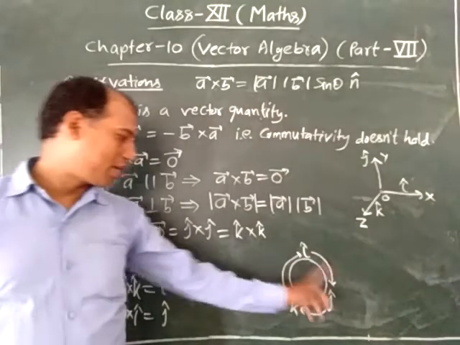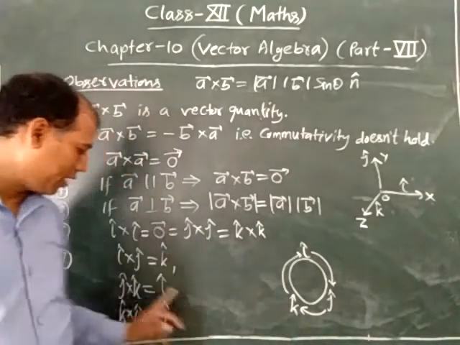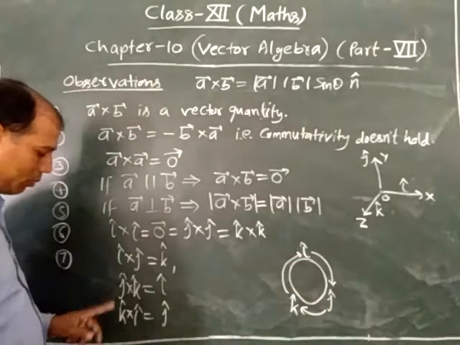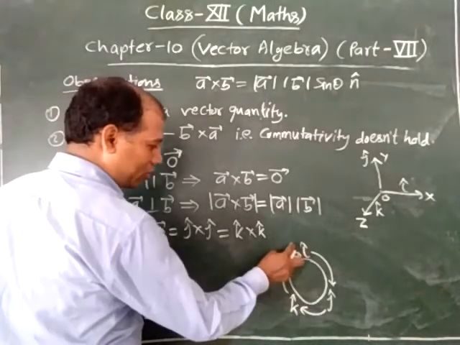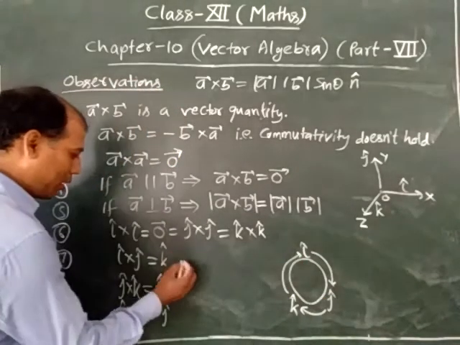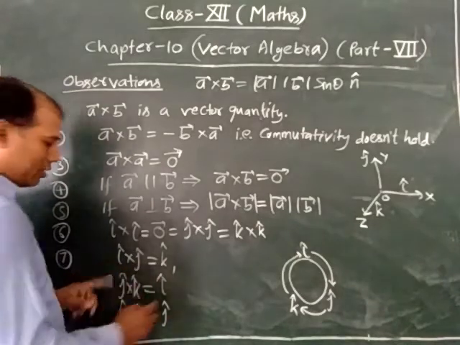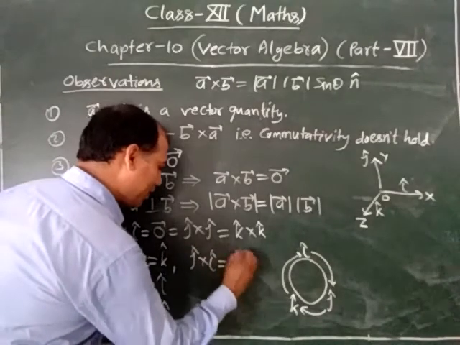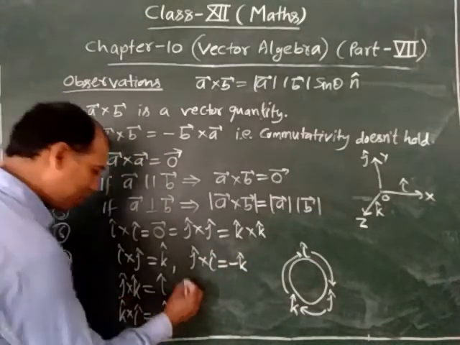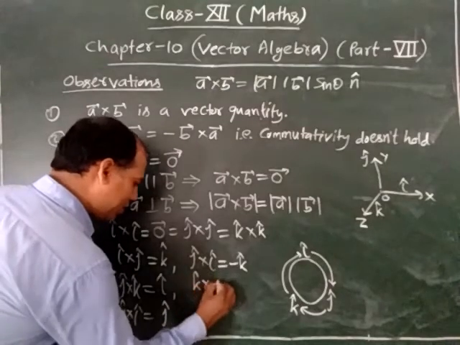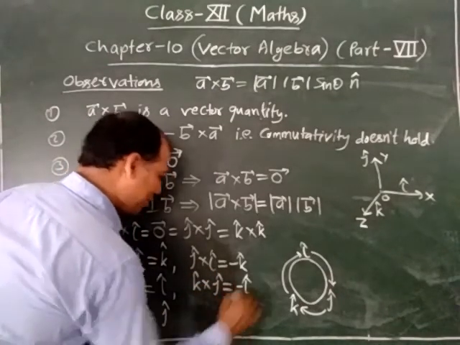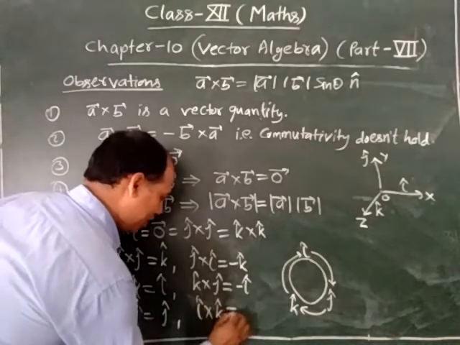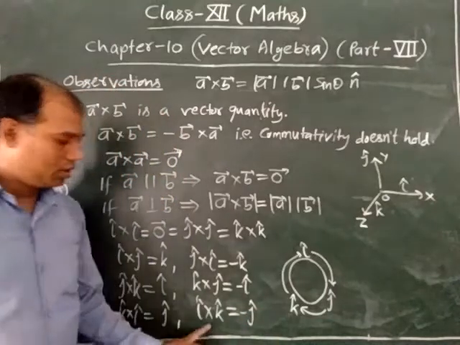If we have to find I cross j, then this is equal to k, and if we find j cross k, this is equal to I, and if we have to find out k cross I, this is equal to j. If we reverse the order, then j cross I is equal to minus k. Reversing this order, what do we get? k cross j is equal to minus I, and I cross k is equal to minus j. It is clear, students?